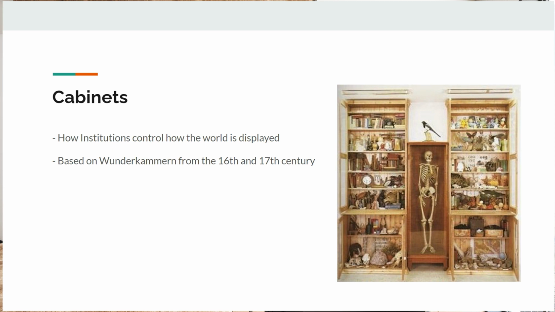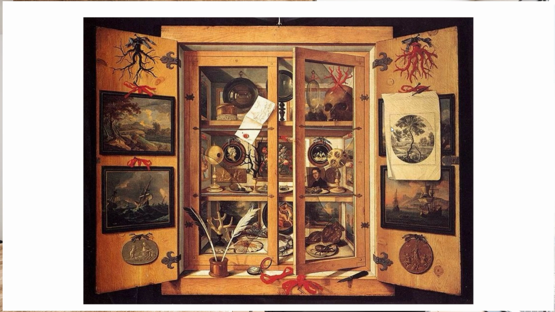These cabinets were based on Wunderkammer from the 16th and 17th centuries. So this next slide is an example of one of those Wunderkammer, which means Cabinet of Curiosity. As we look at some more of Dion's work, take note of the inspiration that he derives from these cabinets and the way they display works of art and other curiosities.